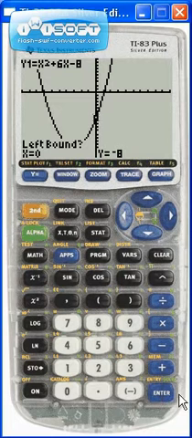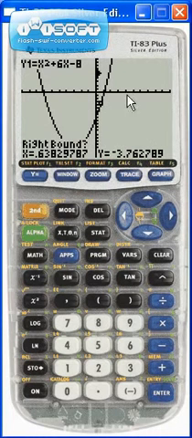So if I hit enter on 0, it'll ask me 3 questions. The first is the left bound. This is some number to the left of where you think that 0 is. So our 0 appears to be right around here. We need some number to the left. Any number to the left will do. Alright, so I'll just hit enter right there. And I'll put a little arrow above that x value.